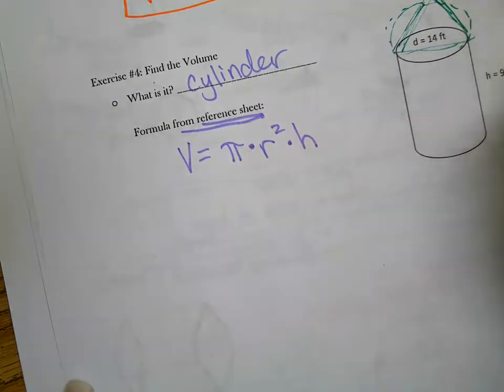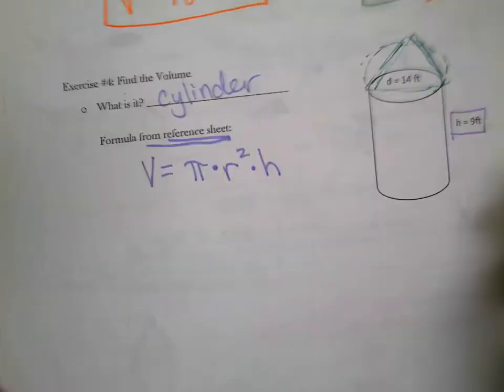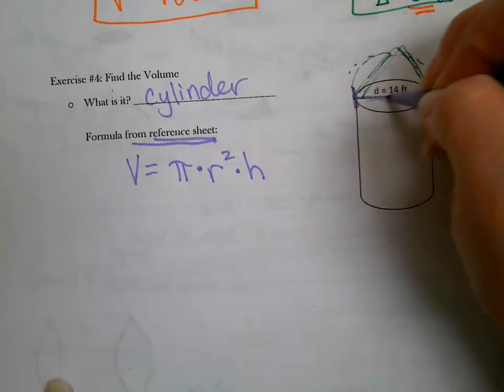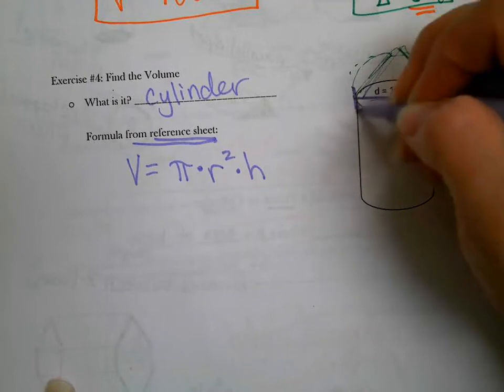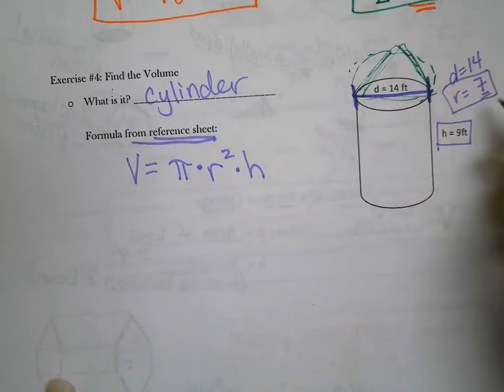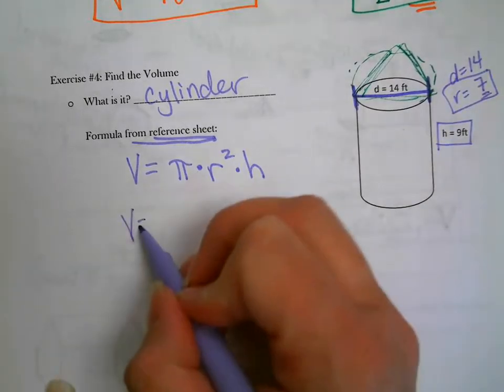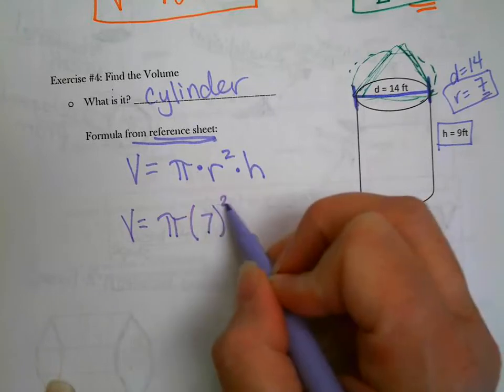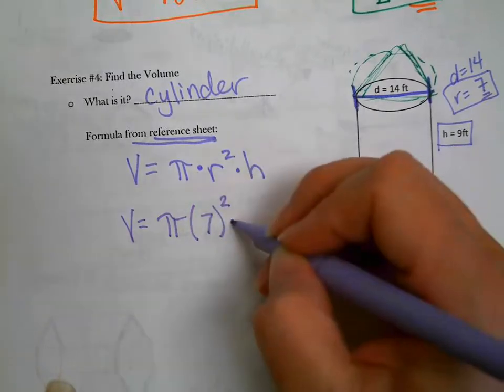So given the 2 dimensions, we know the h to be 9. D is diameter. So that 14 is telling you across this circle here is 14 feet. So if the diameter is 14, the radius is half of that measure, which is going to be 7. So that's the number we're going to need. Okay? So volume equals pi times your radius, 7 squared, times our height, 9.